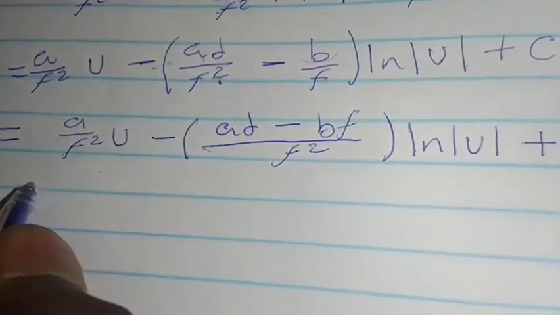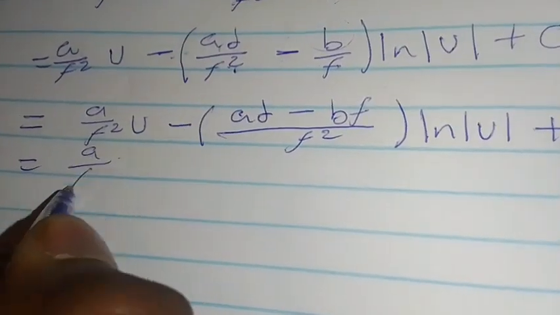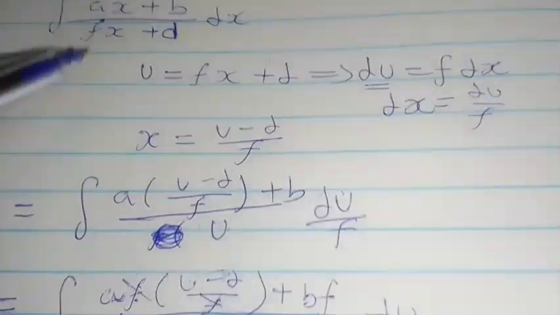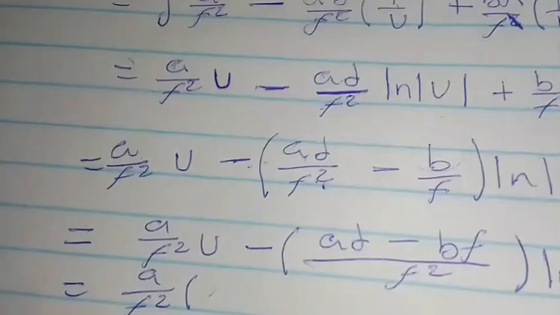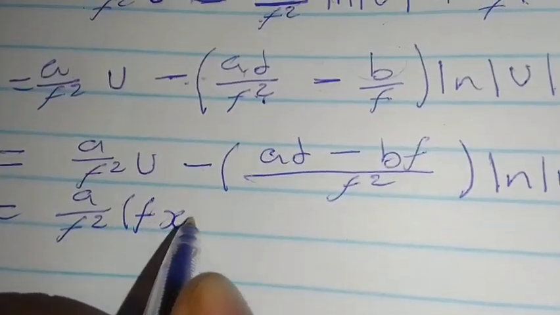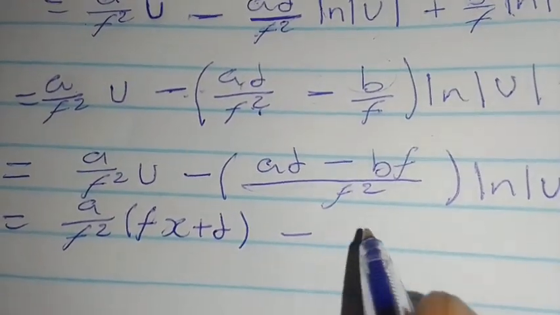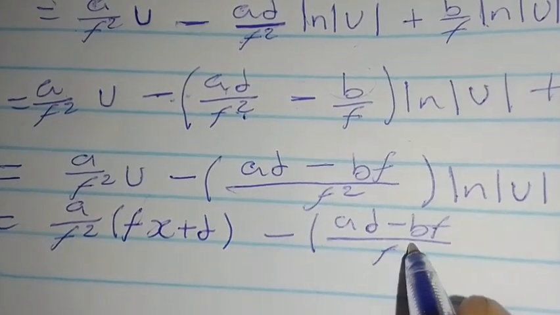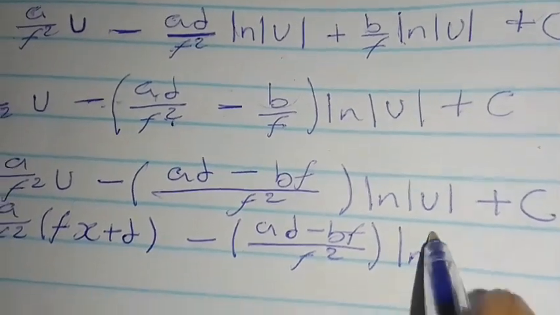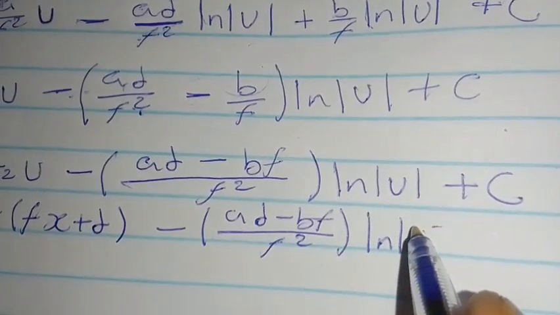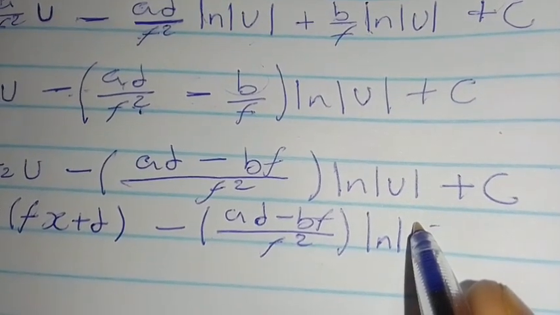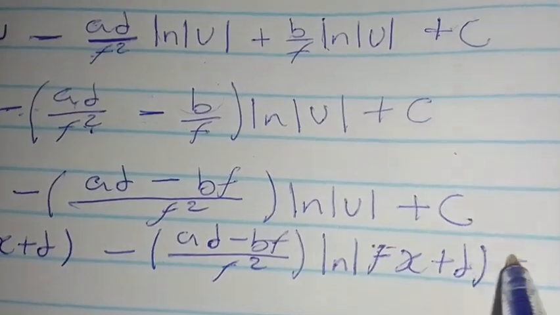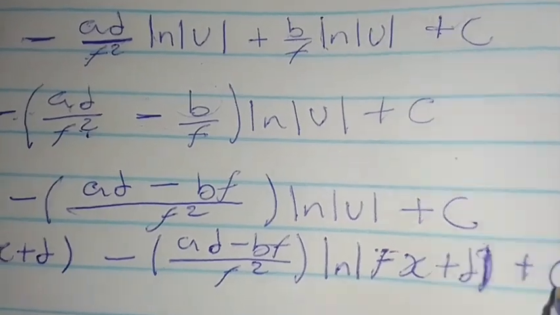So now you're going to substitute u back, so you're going to have a over f squared into u, where u is equal to fx plus d, so you have fx plus d, then you subtract AD minus BF over f squared multiplied by ln the absolute value of fx plus d. Then you add a constant there.